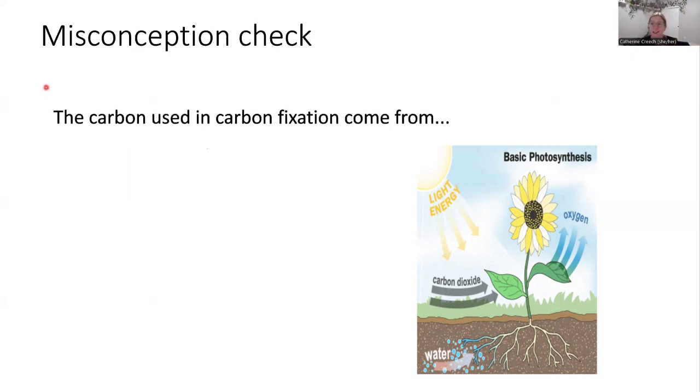The next misconception is where the carbon comes from. So the carbon dioxide used in carbon fixation comes from... the answer is the air. It's carbon dioxide in the atmosphere. So all these plants behind me, all of that tissue, all of their body is made from carbon stuck into sugars that they pulled out of the air. So they're building materials from air, which is kind of hard to think about.